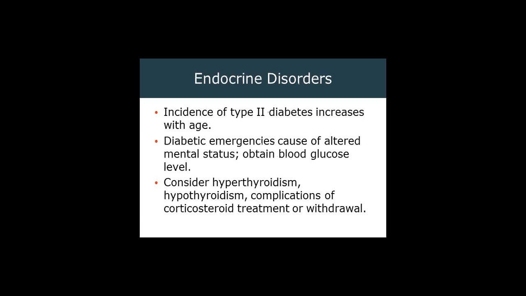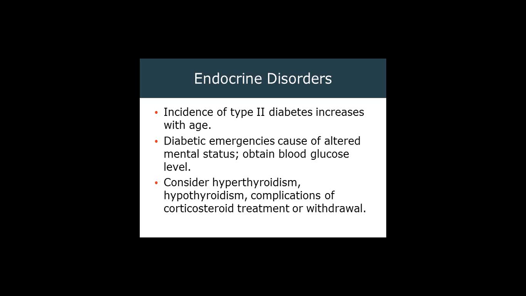Endocrine disorders: type 2 diabetes is common as people age. Remember, type 2 is when they don't produce significant enough amounts of insulin. Type 1, they don't produce any. Type 2, they have insulin that's either resistant to working with the body or there's just not enough of it. So diabetic emergencies obviously can lead to altered mental status. Remember, the two times in which we make sure to check blood glucose are altered mental status and people with diabetes. Other than that, there's really no need to be checking blood glucose on everybody.